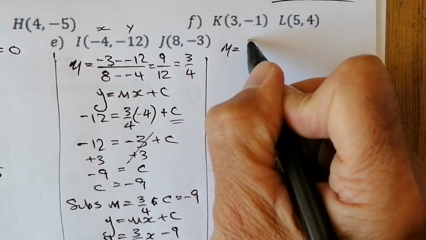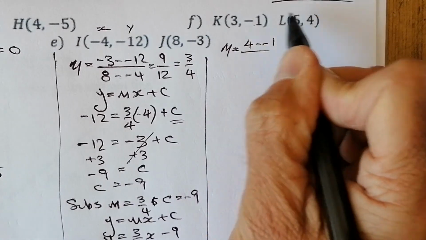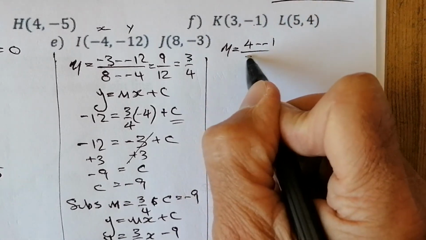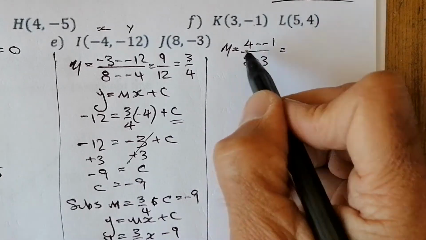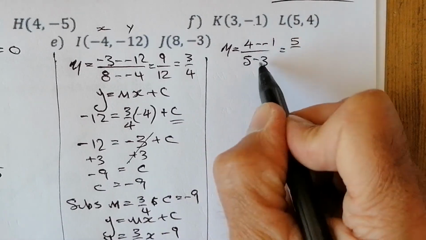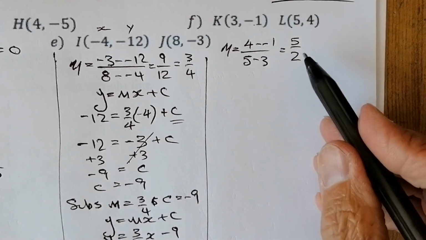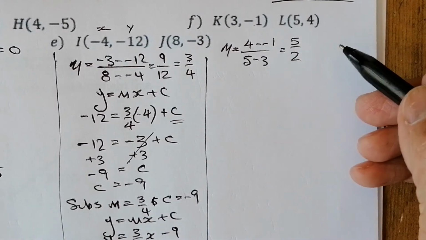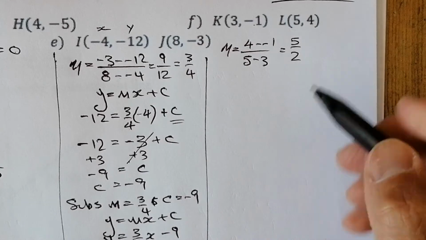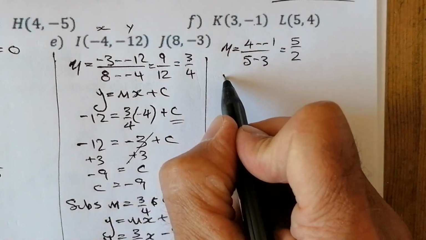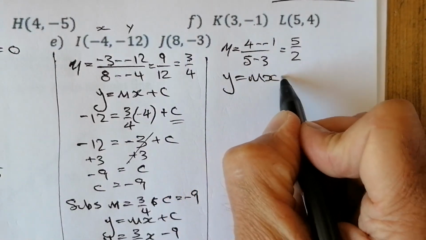So gradient is equal to 4 minus minus 1, so that take away that, over that take away that. Okay, so that's going to give me a 5 on the top, and a 2 on the bottom. That's a top-heavy fraction, can't simplify that. I'm not going to change that to 2.5 or anything like that, I'm just going to leave that as 5 over 2. Okay, so I'll then use the equation of a straight line.